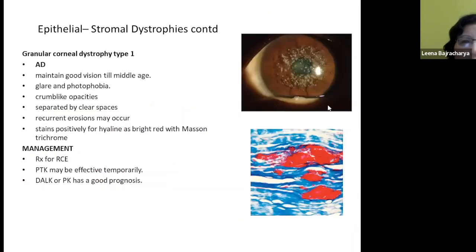Granular dystrophy type 1, this is a picture which shows granular dystrophies. Intervening stroma is clear, and usually it is confined centrally, doesn't extend up to the periphery. So vision may be affected in the middle age. Treatment is deep anterior lamellar keratoplasty. Prognosis is good after deep lamellar keratoplasty. And this picture shows histochemical staining, which stains the hyaline deposit bright red with Masson trichrome.